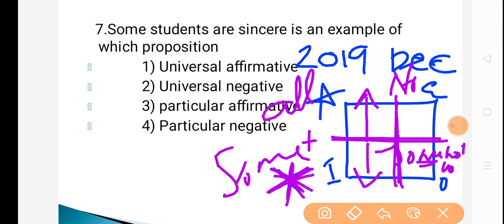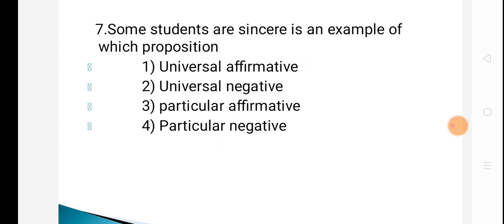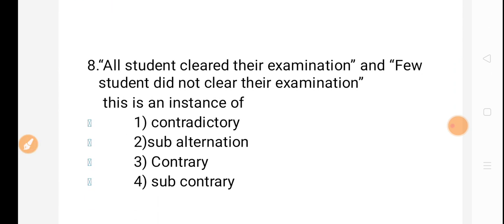So, some students are sincere comes here. So it became particular affirmative. Instead of positive, we are using affirmative here. So particular affirmative is the correct answer. Okay, we are moving toward the next question.